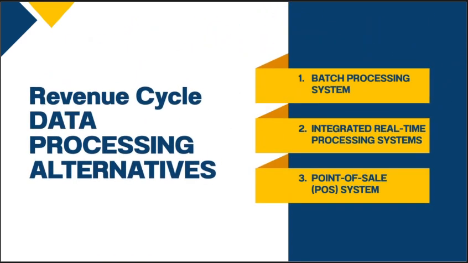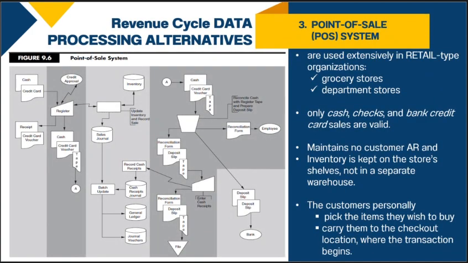Now let's move on to the third data processing alternative, which is the point of sale or POS system. The revenue cycle systems that we have examined so far are used by organizations that extend credit to their customers. Now, obviously, this approach is not valid for all types of business enterprises.